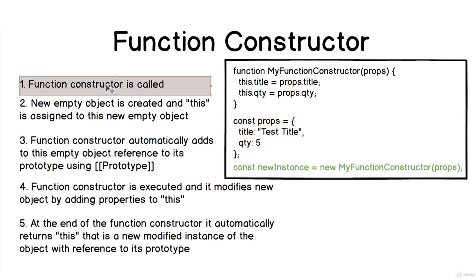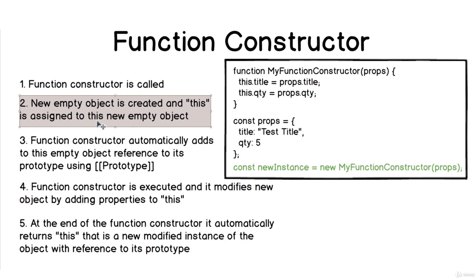First step, function constructor is called. At the beginning of this function call, a new empty object will be created. And this will be assigned to this new empty object. It is important to understand on this step that it will be brand new object with allocated memory to it. This means that each time when you call function constructor, brand new object will be created. This means that using function constructor, you can create unlimited number of the instances. And each time when function constructor will be called, new object, new instance will be created.